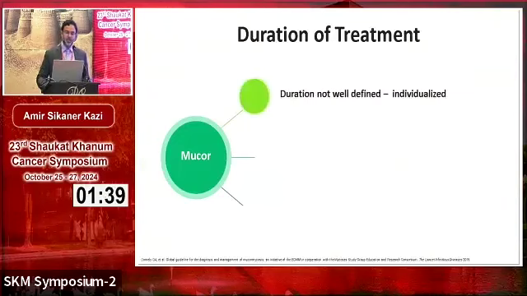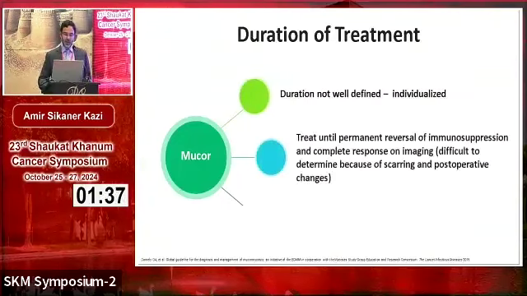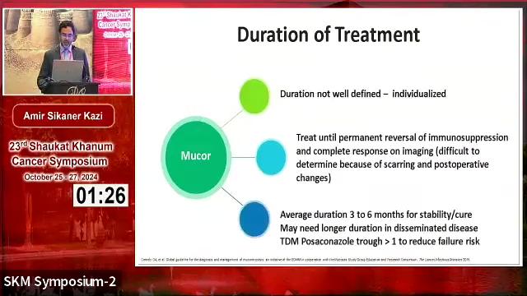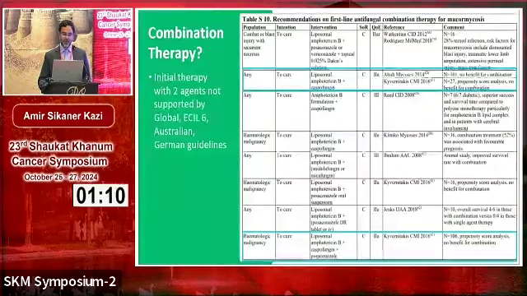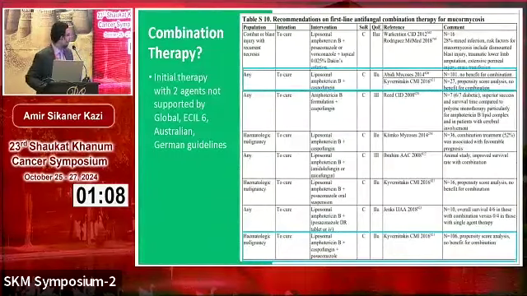Duration of treatment has to be individualized. It is not well defined. The idea is we want to treat until clinical and radiographic resolution, and we have some reversal or control of immunosuppression. The average duration would be 3 to 6 months, as reported in the literature, for disease stability or cure. But of course, we may need longer durations for sicker patients. And therapeutic drug monitoring for POSA, keeping troughs above 1, is important to prevent failure. So I'll talk about combination therapy.